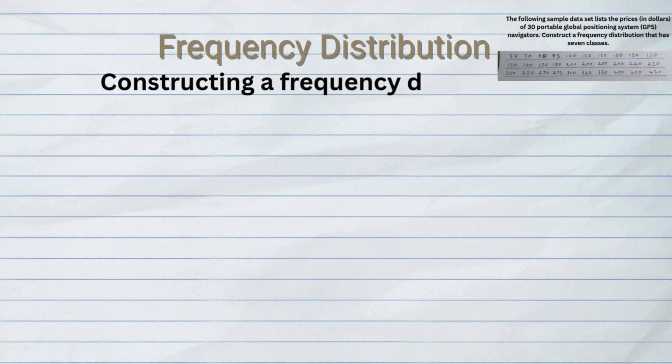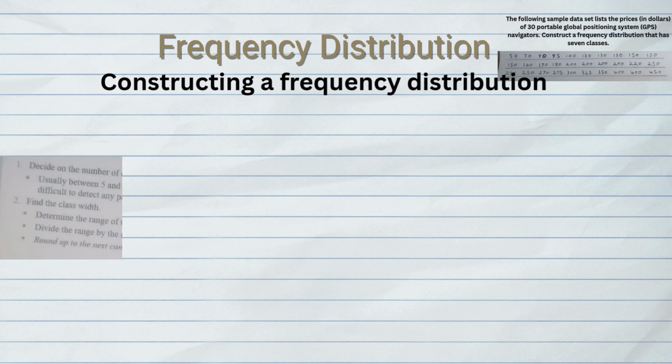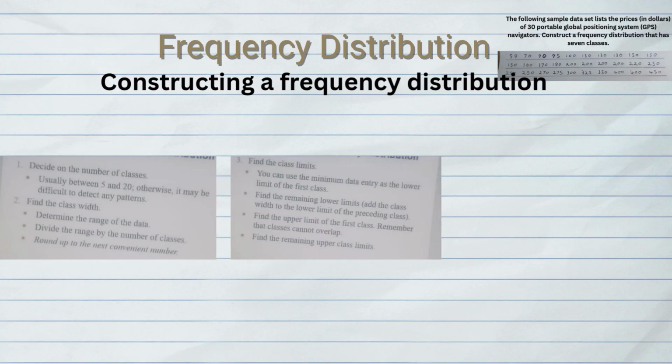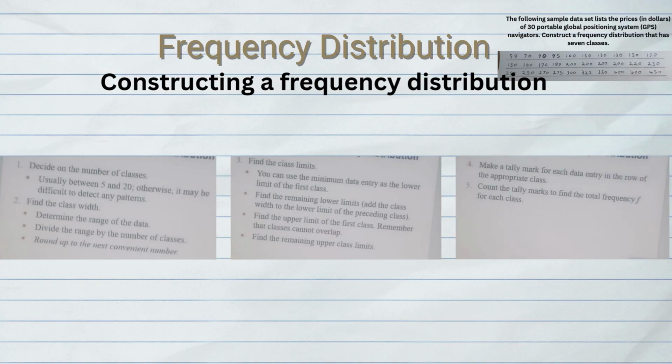Here are the steps to follow when constructing a frequency distribution. Step 1. Identify the number of classes. Step 2. Find the class width. Step 3. You can use the minimum data entry as the lower limit of the first class. Then find the remaining lower limits by adding the class width to the lower limits of the preceding class. Then find the remaining upper class limits. Step 4. Make a tally mark for each data entry in the row of the appropriate class. Step 5. Count the tally marks to find the total frequency for each class.